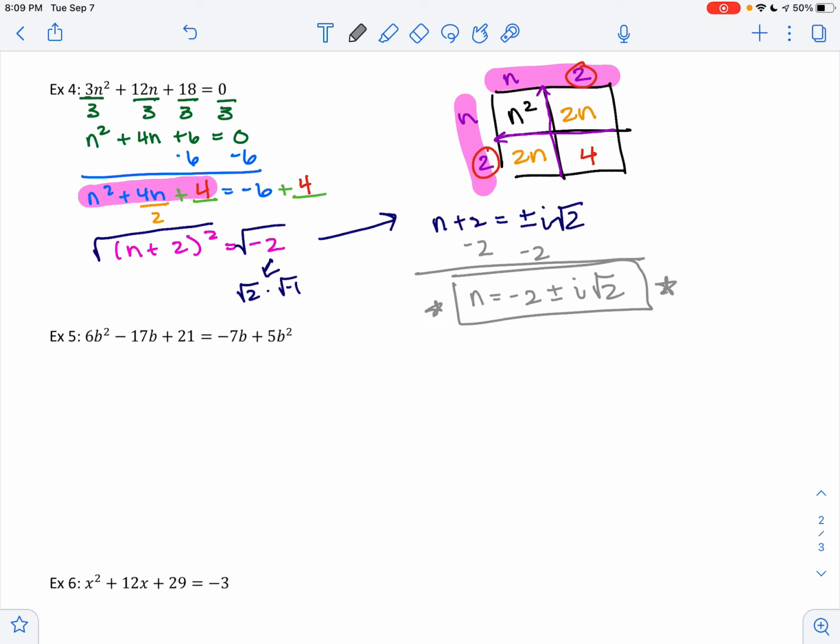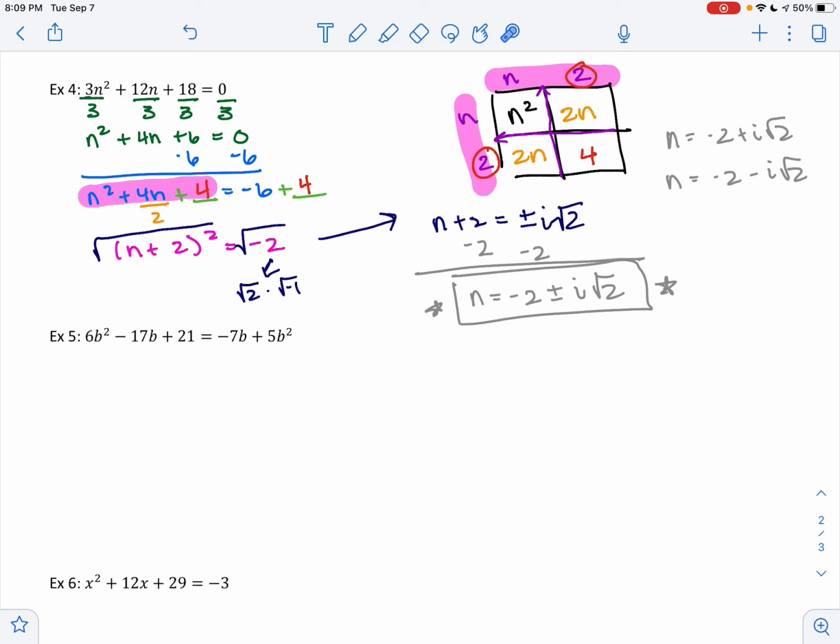I do have two solutions here. Those two solutions are n equals negative 2 plus i square root of 2 and n equals negative 2 minus i square root of 2. So again, we have one for the plus sign and one for the minus sign. If you know that this plus or minus represents two solutions, then you can leave your answer just like this. If it's hard for you to see that this is two solutions, then break it up into its two components.